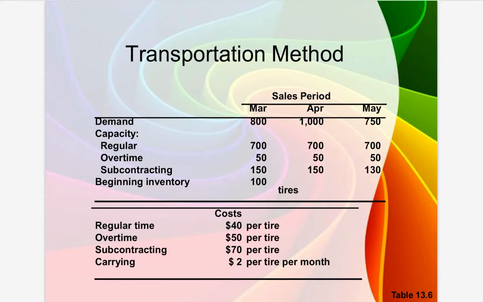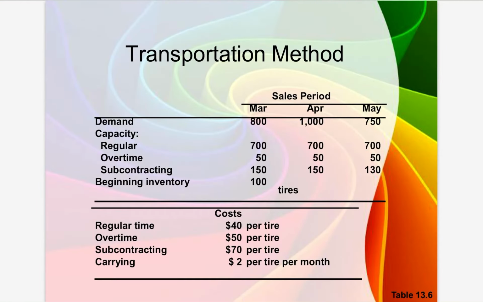And then we are also given the following costs: the regular time, overtime, subcontracting, and carrying or inventory cost. Now, in order to start solving using this method, in the transportation method, we always have to verify first if your supply equals your demand. Because if not, you have to introduce a dummy. So that's your first rule in identifying whether I need to add a dummy or not.